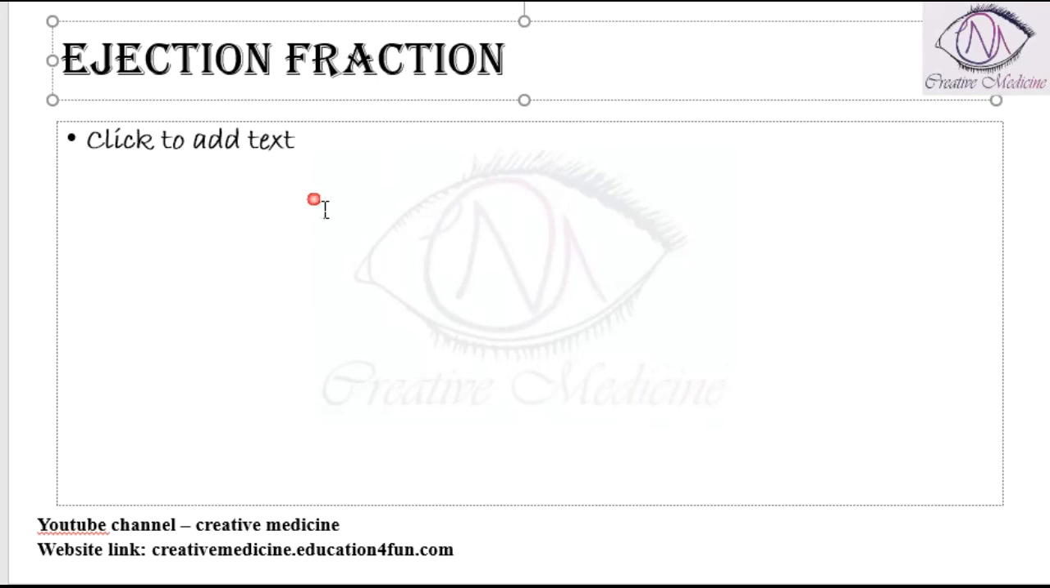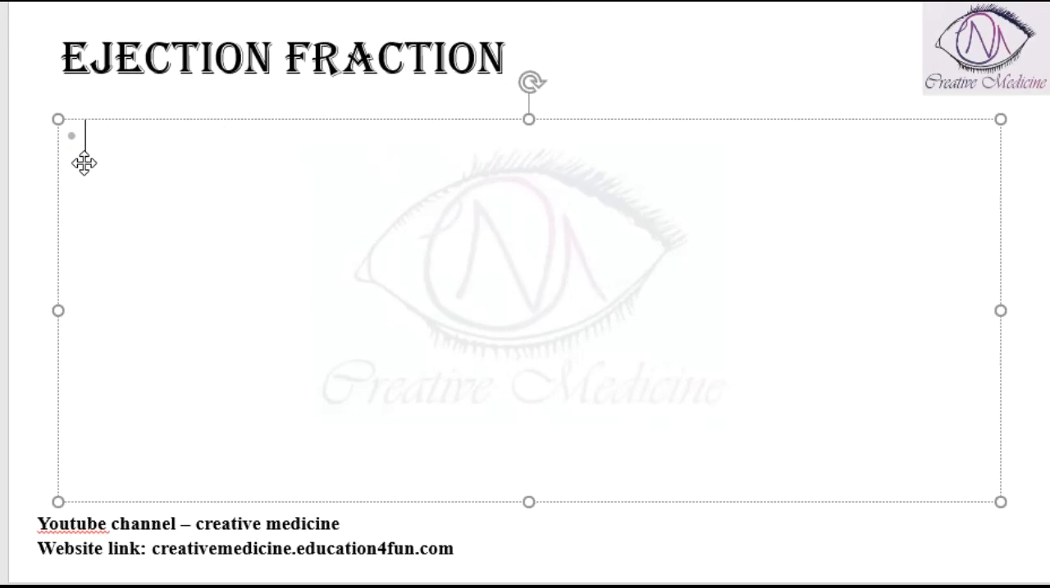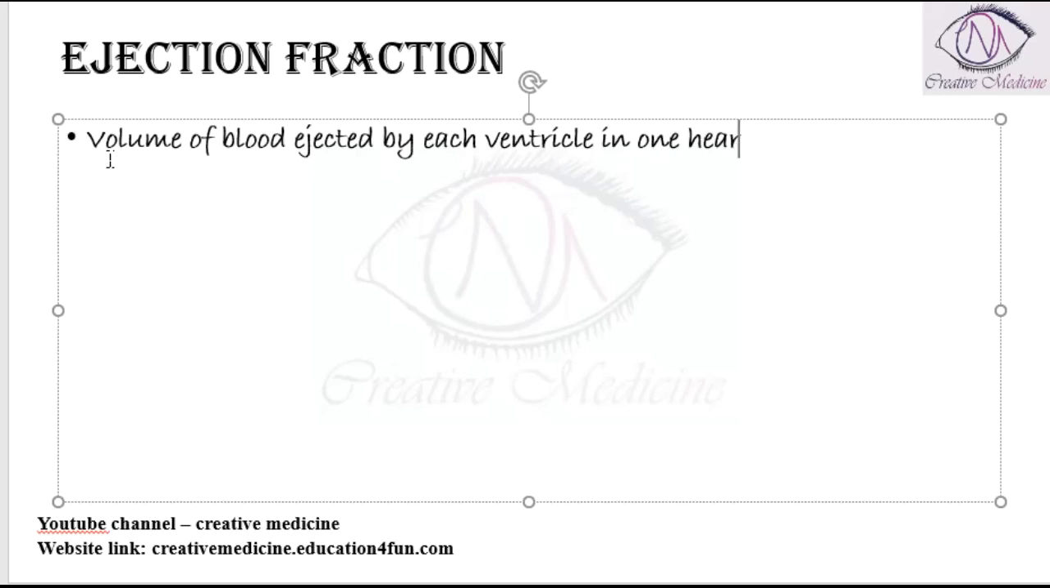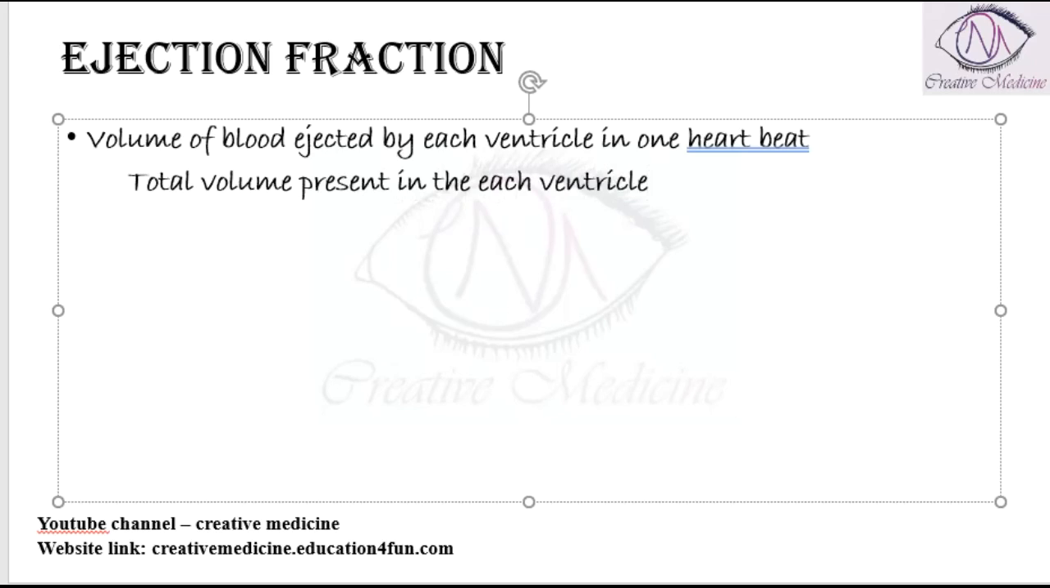Ejection fraction is the volume of blood ejected by each ventricle in one heartbeat or one pump, divided by the total volume present in that ventricle. Okay, so this is ejection fraction, multiplied by 100 if you want to express it in percentages.